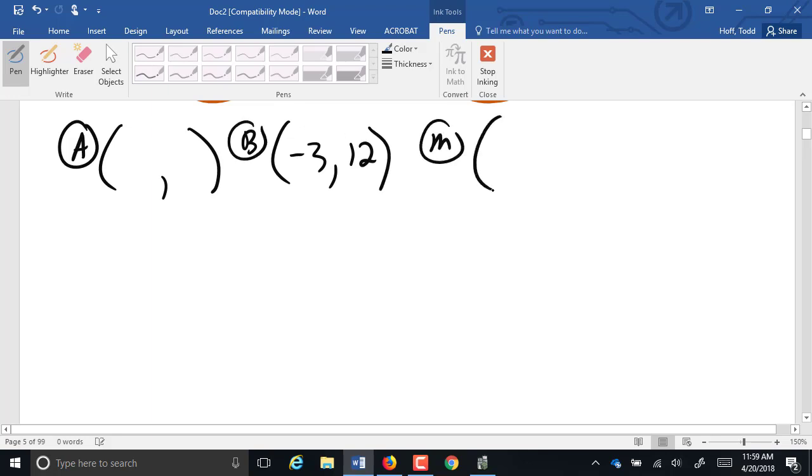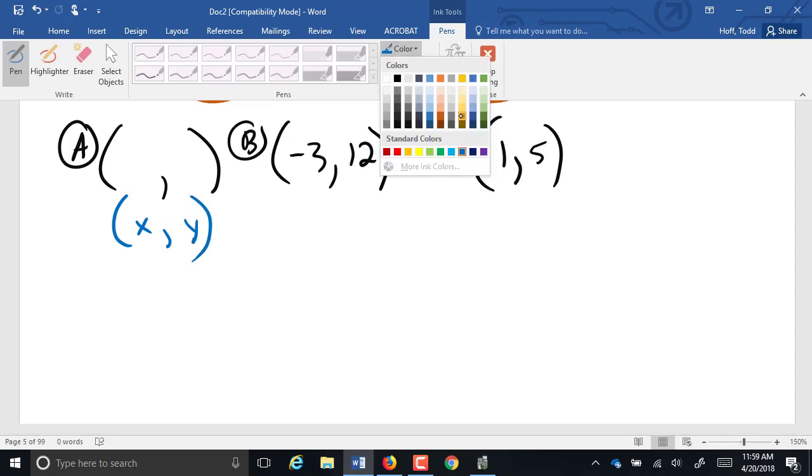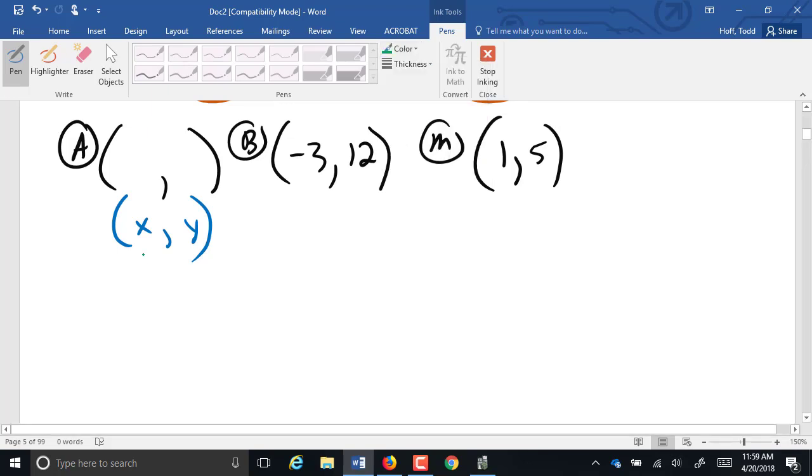And our midpoint is going to be 1, 5. Let's find point A. Now again, I'm going to label point A as just x, y for now. So from points A and B, if I were trying to find my midpoint, I would add the x coordinates. That would be x plus -3 divided by 2. And we know that's going to give us 1, the x coordinate of our midpoint.